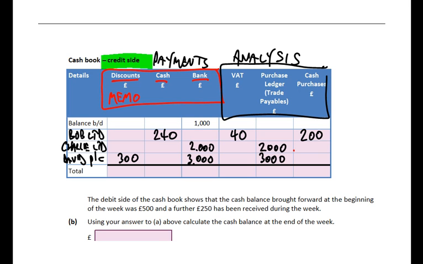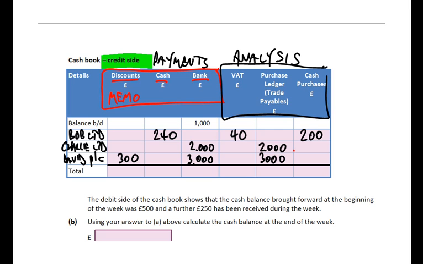So I put the value of the discount, in this case 300, in there. And I only need to show that figure once because the memorandum discounts column is actually going to create a full double entry of its own. So with the memorandum discounts column, it's really just a note to remind yourself that you have had a 300 discount from one of your suppliers, and that will also need to be accounted for in the general ledger.